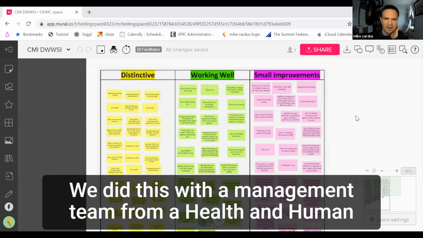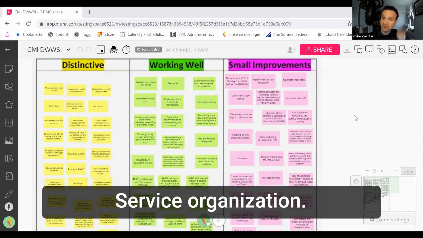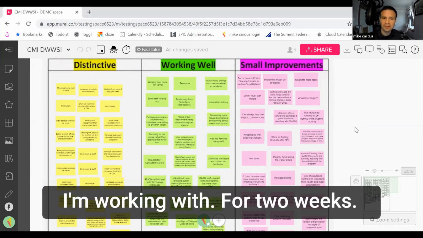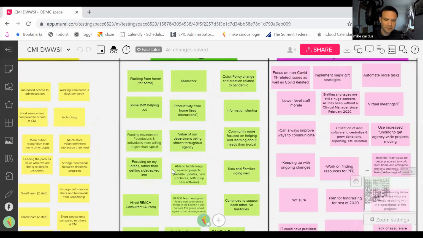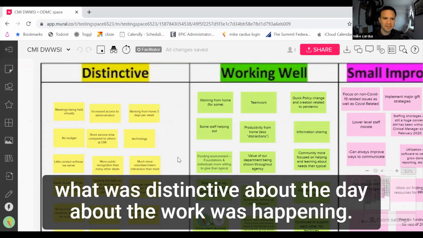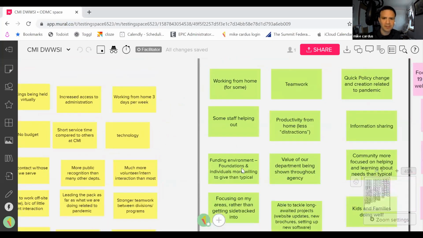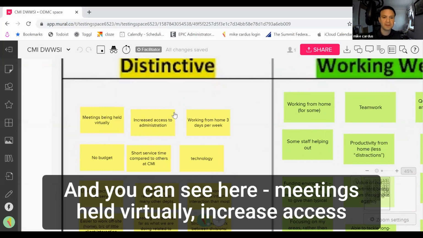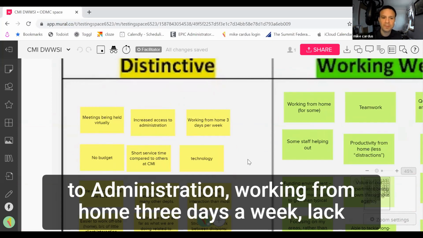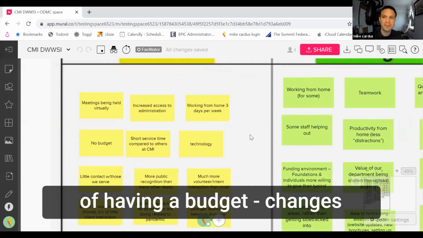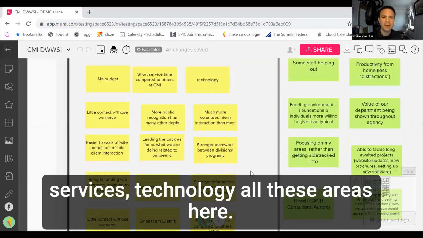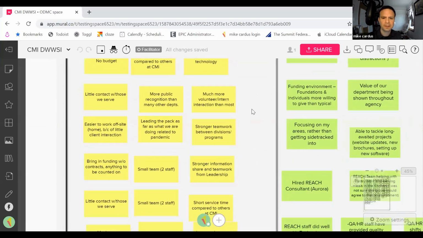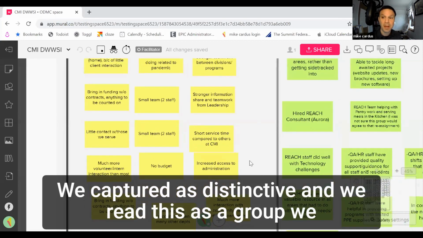Here's an example. We did this with a management team from a health and human service organization I'm working with. And for 2 weeks, I asked them to capture inside their daily process what was distinctive about the day, about the work, what was happening. And you can see here meetings held virtually, increased access to administration, working from home 3 days a week, lack of having a budget for their workplace because the changes were happening, registered services, technology, all these areas here we captured as distinctive. And we read this as a group.